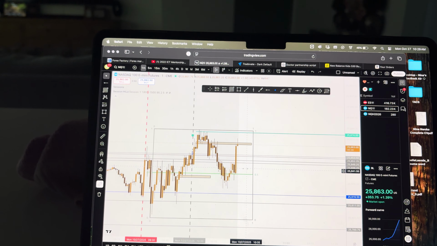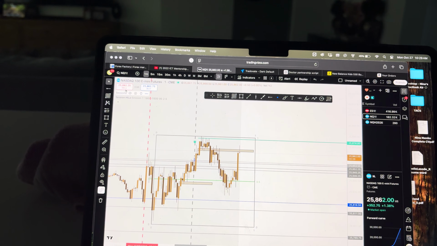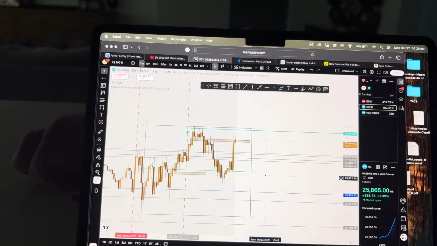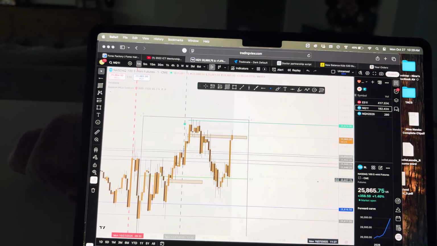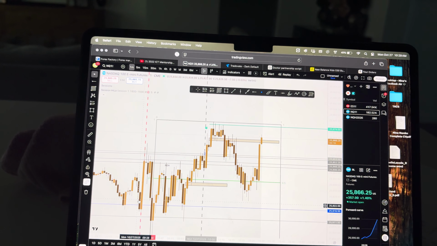So basically, market opened here. I'm trading futures, I trade NASDAQ. Market opened here. My goal is to look for a fair value gap and a break of structure. Actually, market opened here, sorry.